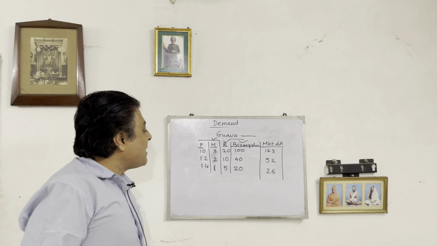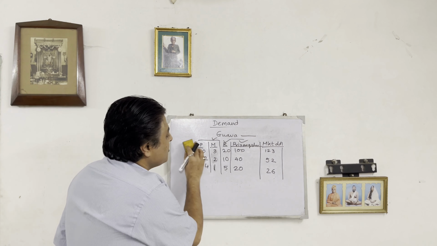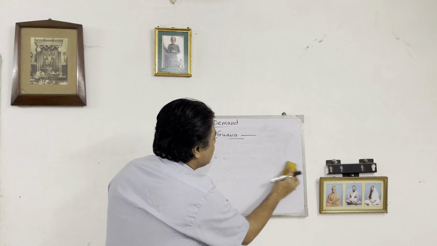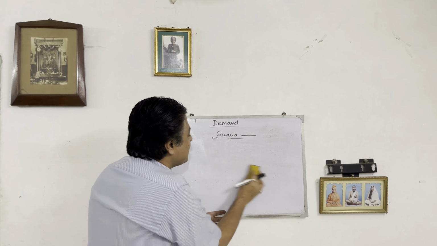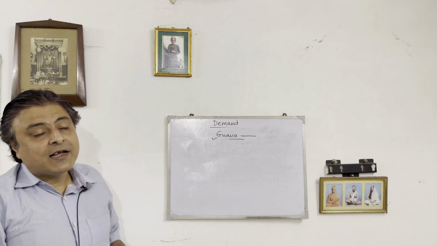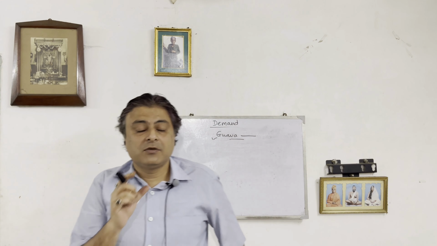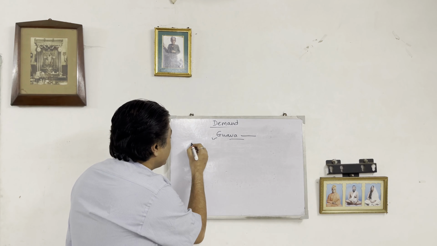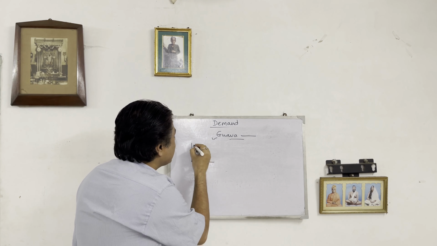Now the question may arise in your mind: how can we draw the market demand curve? Because it is not possible to add the curves numerically. You can add the numbers, but can you add the curves? Yes, we can add the curves. By inspection, we can add the curves. How? Let us see. For example, this is the demand curve for Mithu.